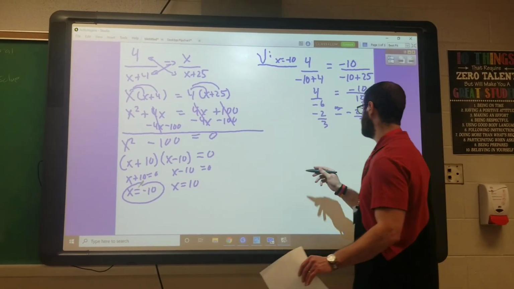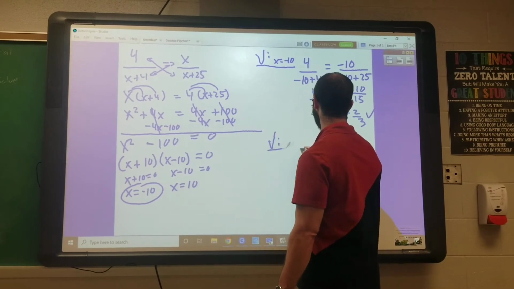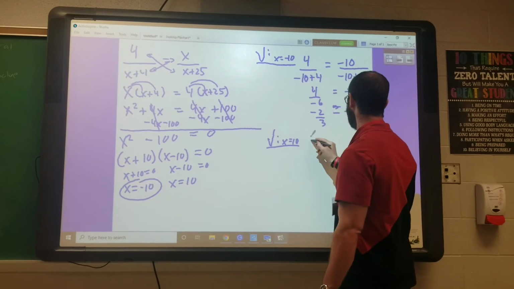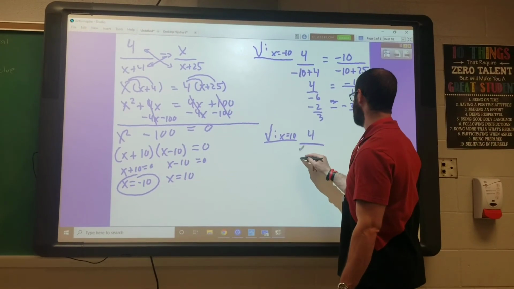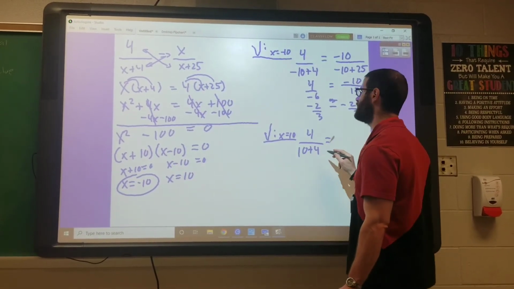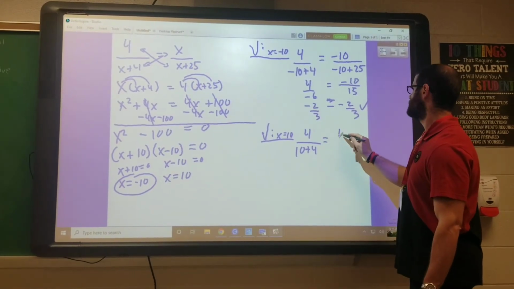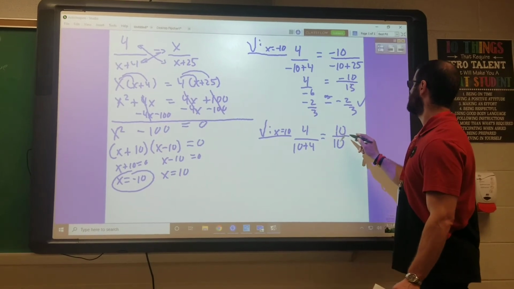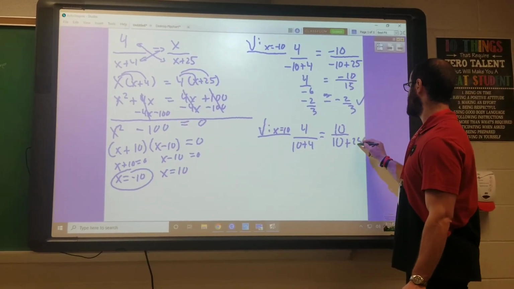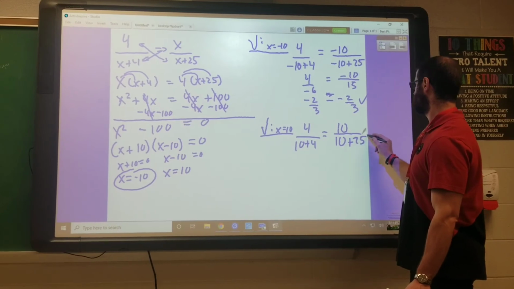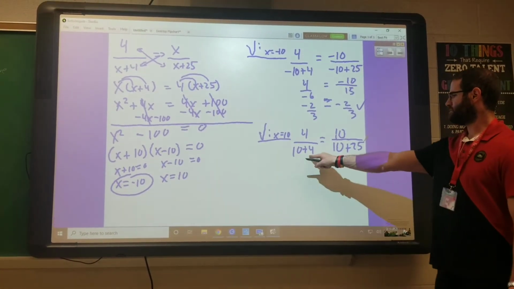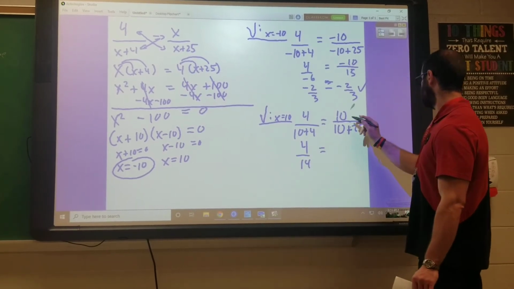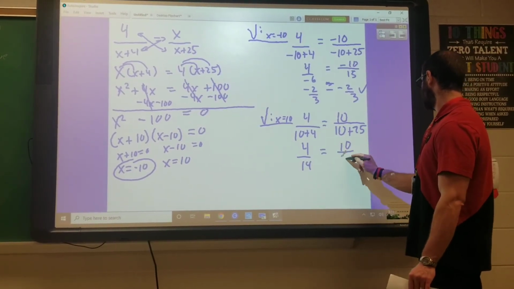Now we have to check 10. So we have to check both solutions. So I'm going to check x equals 10. Again, I'm going to replace the x's with the 10. So 4 over 10 plus 4, is that equal to 10 over 10 plus 25. What's 10 plus 4? 14. So 4 over 14, this side, 10 over, it's going to be 35.